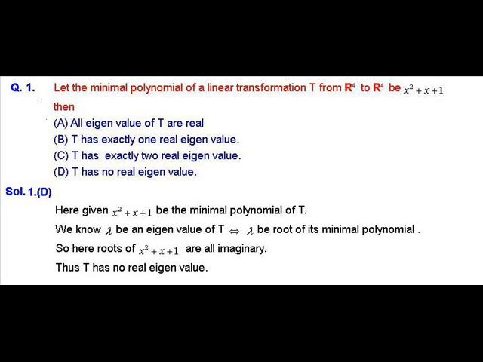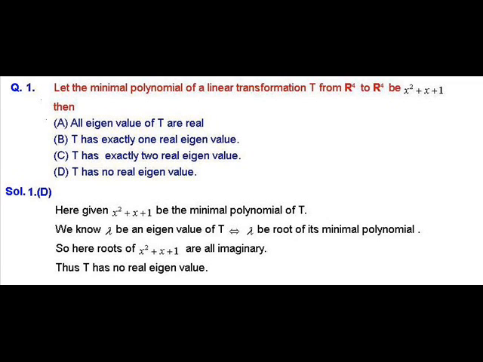Solution of question number 1. Here we have T be a linear transformation from R4 to R4, and we have its minimal polynomial as x square plus x plus 1, and we have to tell about the nature of eigenvalues of T, that is, T has real eigenvalues or imaginary eigenvalues, like that.